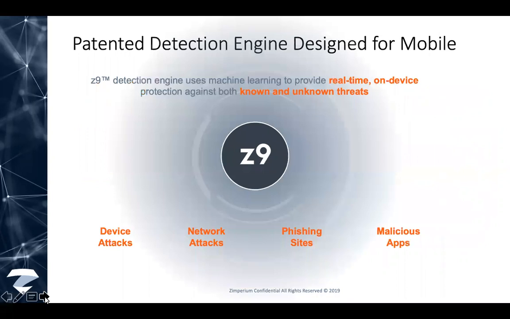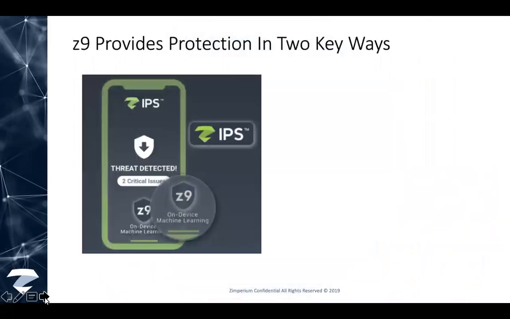Zimperium has one core engine. It's called Z9, and it can detect on device known and unknown attacks across the 4 attack vectors. Z9 can be rolled out in one of 2 ways. If you're trying to protect your employees' devices 100% of the time, let's say the ones that are accessing PII data, you would use a product we have called ZIPS, which stands for Z Intrusion Prevention System. It's basically next generation antivirus, next generation EPP, if you use Gartner terminology, endpoint protection platform for mobile. 100% of the time, protecting your device, the data, and the access on that device.